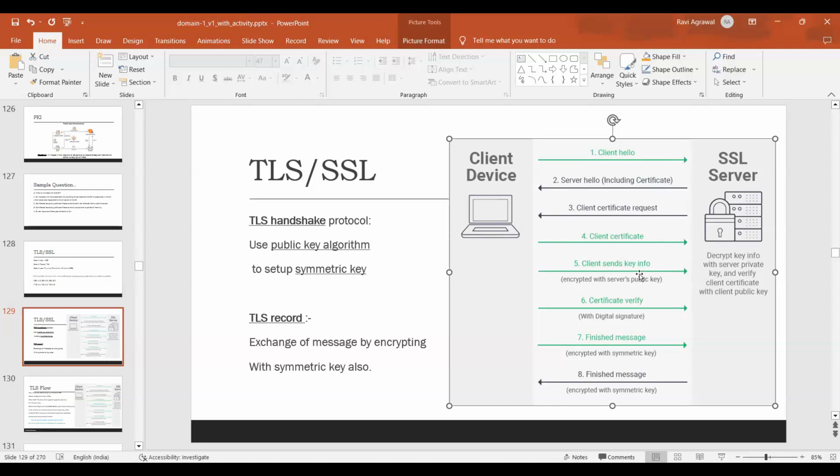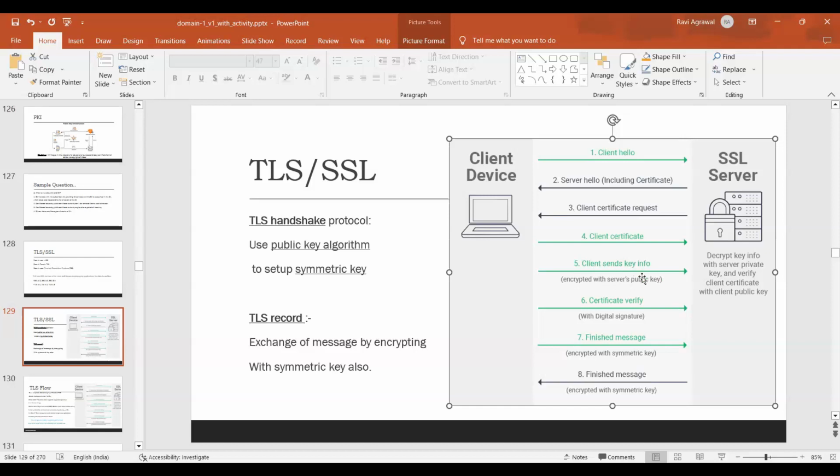Client sends a key. What is this key? That we'll see in the next slide. But the client sends one portion of the key. Let's say ABCDXYZ is a key. The client will say ABCD, and it is encrypted with the public key of the server.